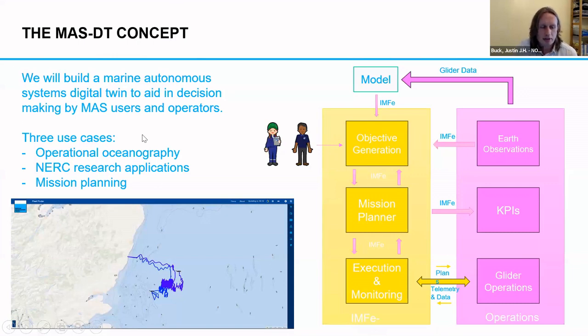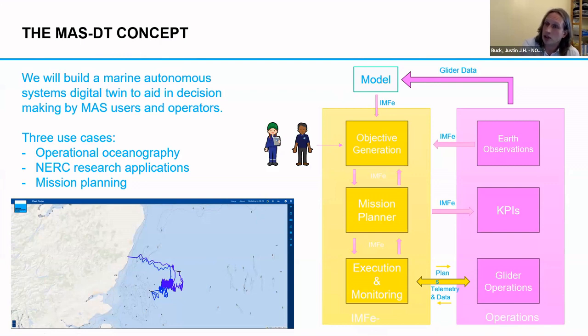And on the physical side, we have in the pink, we have those operations of the platforms. On the left-hand side, we're using an operational model. We're using AI and machine learning, which looks at previous glider missions and will help us direct how to command that glider. And then we've got what we call execution monitoring, which sends the commands off to the autonomy so they can do the work.